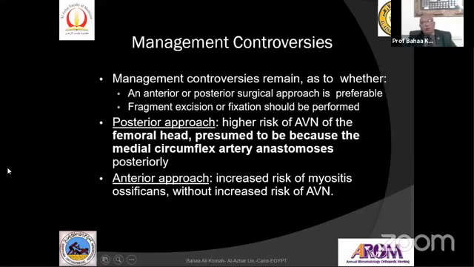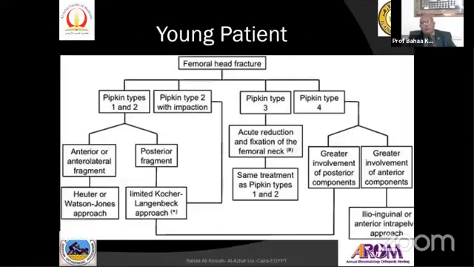What about the anterior approach? It increases the risk of myositis ossificans without increasing the risk of avascular necrosis. This is an algorithm which is being proposed for young patients. If you have a femoral head fracture, Pipkin type 1 and 2, go for the anterior or anterolateral fragment. You use the Watson-Jones approach. For the posterior fragment, go for a limited Kocher-Langenbeck approach for removing this fragment.